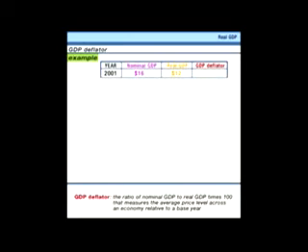Multiply that number by 100, and you have the GDP deflator. The GDP deflator is the ratio of the nominal GDP to the real GDP multiplied by 100. So in this case, it's 133 1/3. That tells you how much prices have increased relative to the base year. They've gone up about 33%.